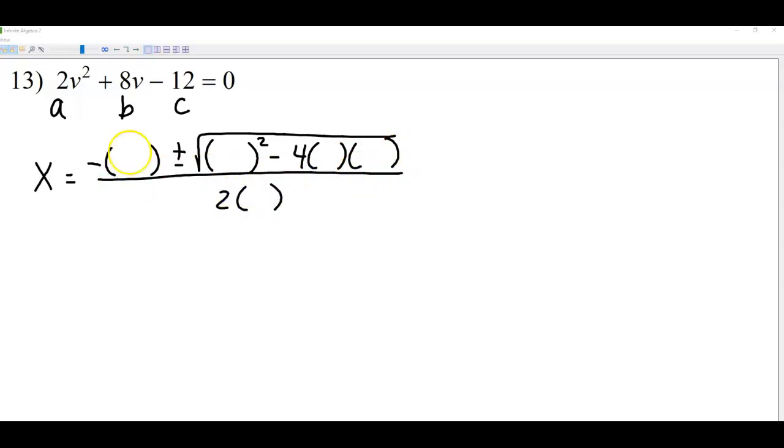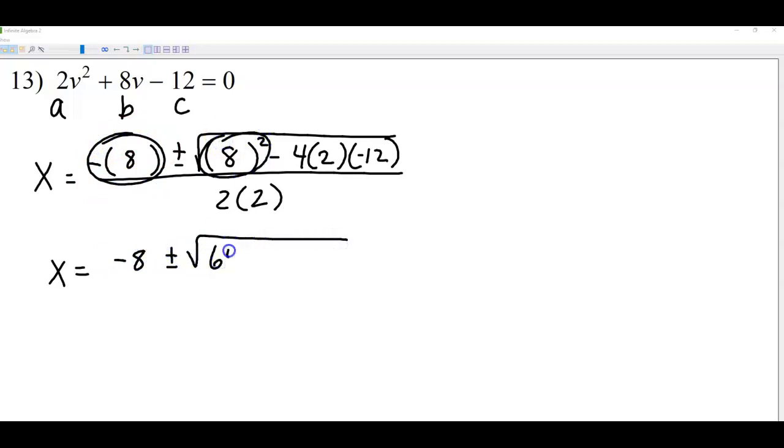All right, so the B is 8, the A is 2, the C is negative 12. That's just negative 8. That is 64. Those three numbers multiplied together make negative 96. And these two make 4.